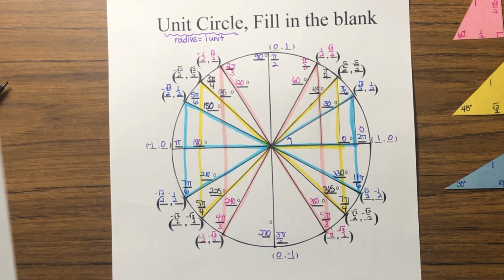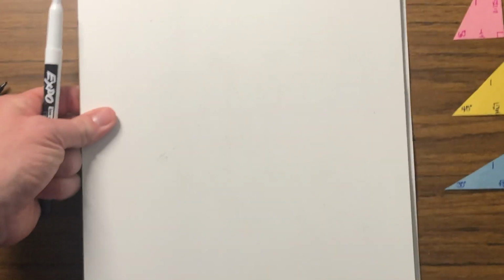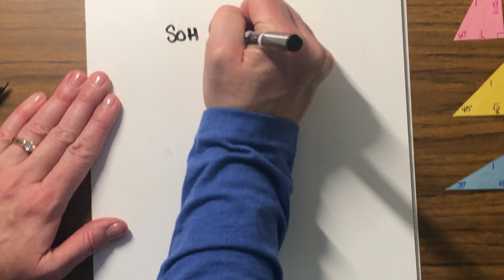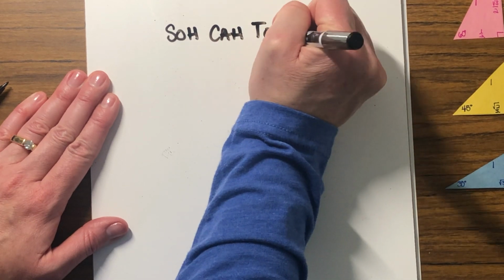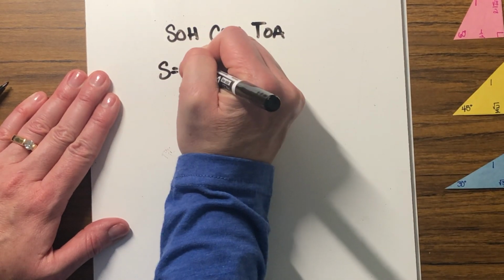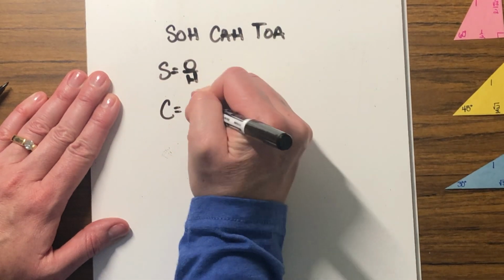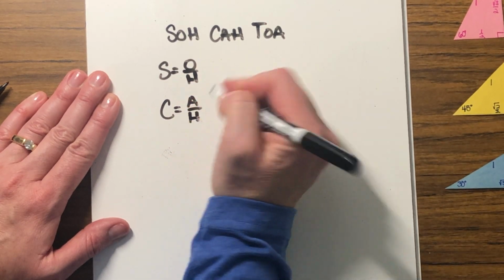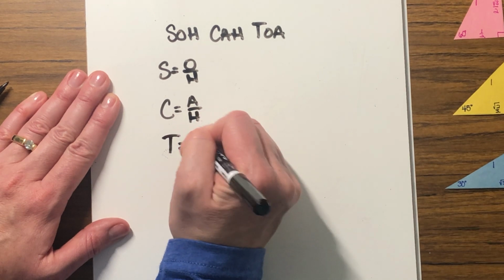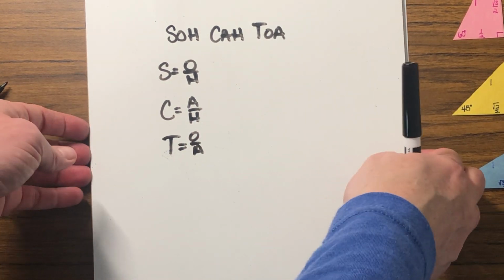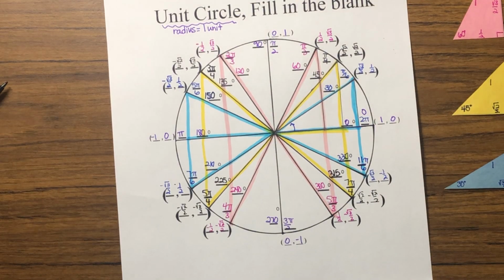Do you remember that SOHCAHTOA was a way to reference that the sine is equal to the opposite over the hypotenuse, the cosine is equal to the adjacent over the hypotenuse, and the tangent is equal to the opposite over the adjacent. Do we remember that? Okay, why is that important? Well, let's go back to our unit circle.